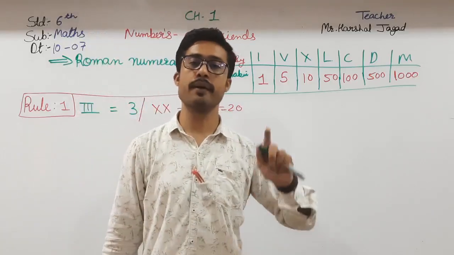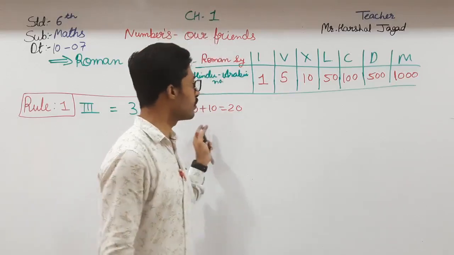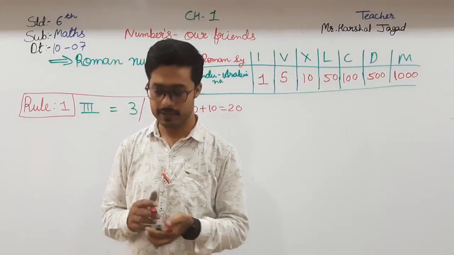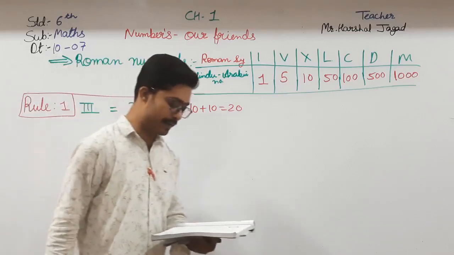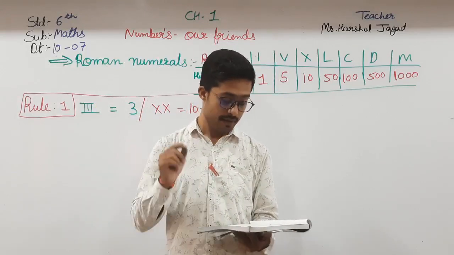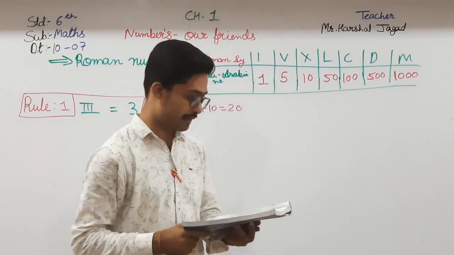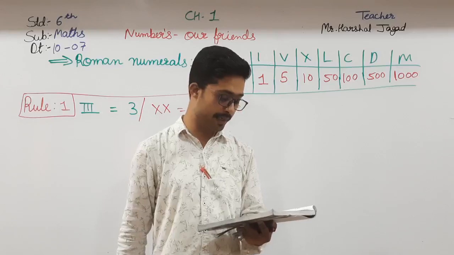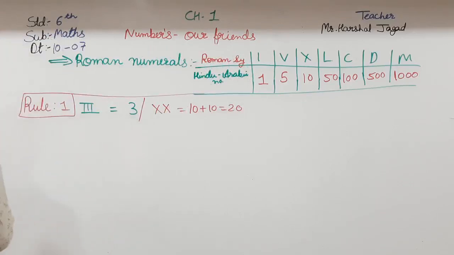This is the rule number 1, that as many times the digit is repeated, the digit should be added. See here, I am just again reading that. If a symbol is repeated one after the other, its value is added as many times as it occurs. For example, here it is given. Then after that, rule number 2, that is the symbols I, X, C and M can be repeated up to a maximum of 3 times.